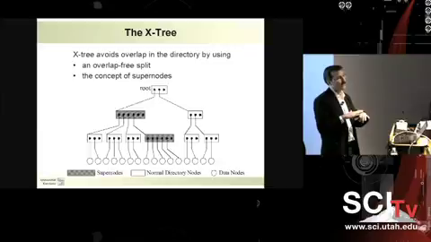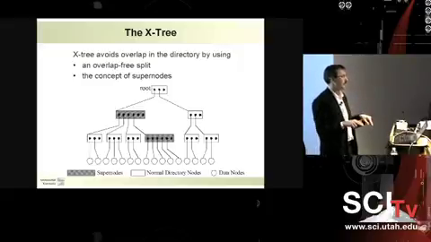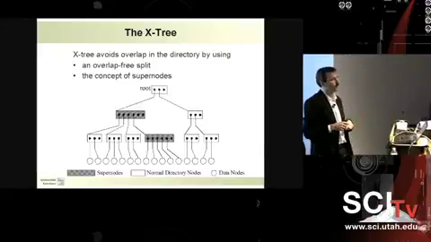If there would be too high a degree of overlap in the directory, then you don't split them. Why should you split them if you have to access them both anyway, right? So it's faster to have them consecutive on storage instead of having 2 page accesses.